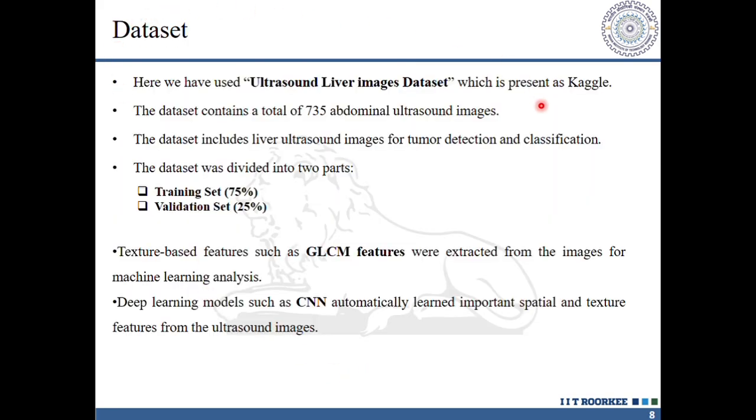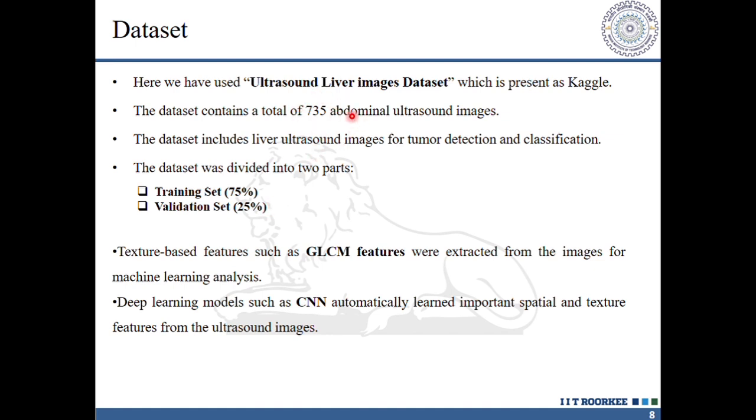So this is the dataset. We have used the ultrasound liver images dataset, which is present on Kaggle. This dataset contains a total of 735 abdominal ultrasound images. From these images, we divided them into two parts: the first we used for the training set, and the second for the validation set.